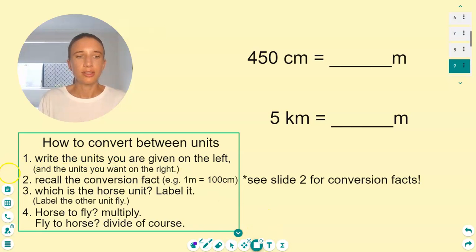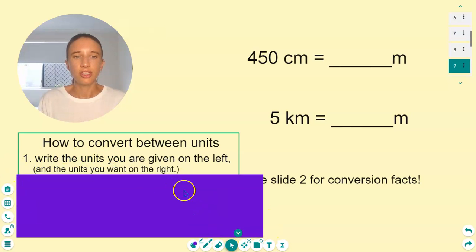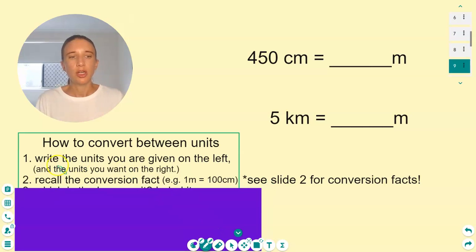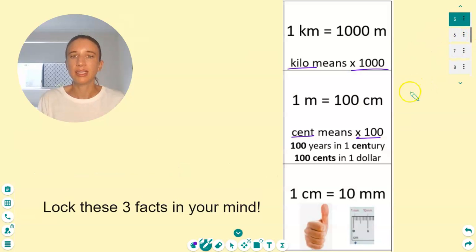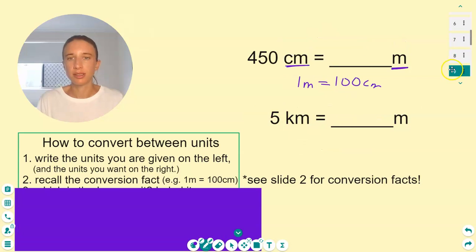Okay, let's try this. So we've got to first write the units we're given on the left, units we want on the right. Recall the conversion fact. Just ignore that number for now. What's the conversion fact linking centimeters to meters? What does centi mean? We come back here. Oh, this one. Cent means times 100 because, 100 years in 1 century, 100 cents in $1. 1 meter is 100 centimeters.